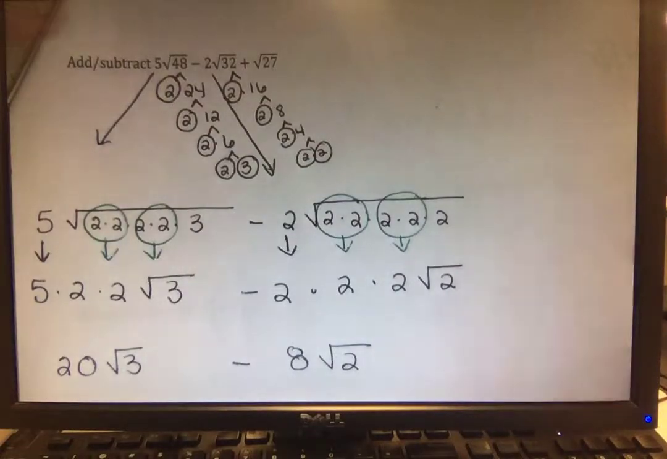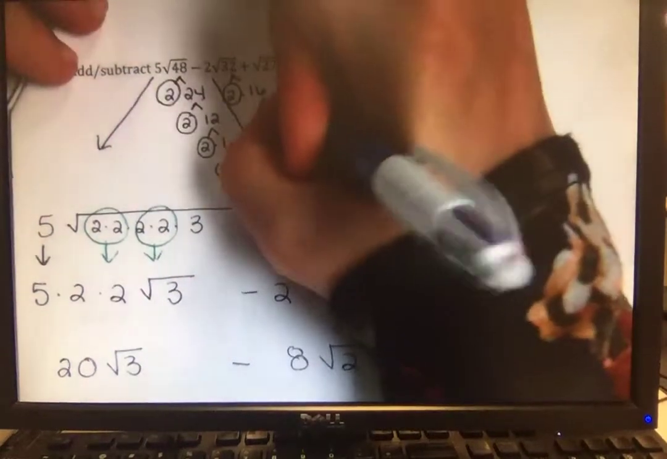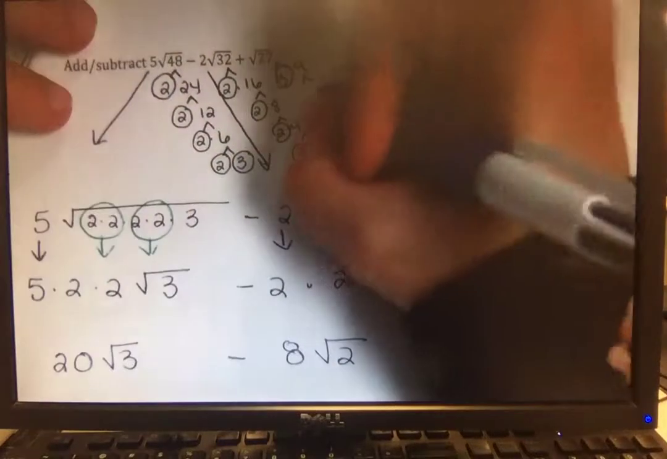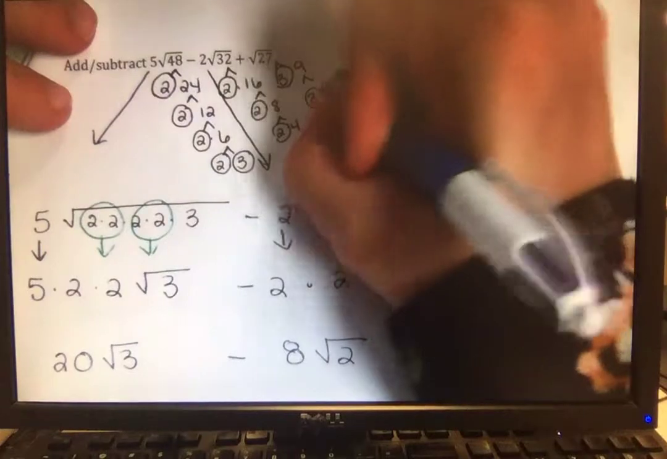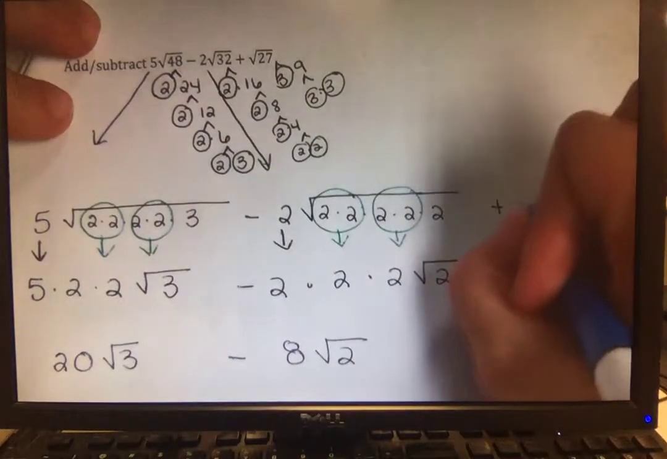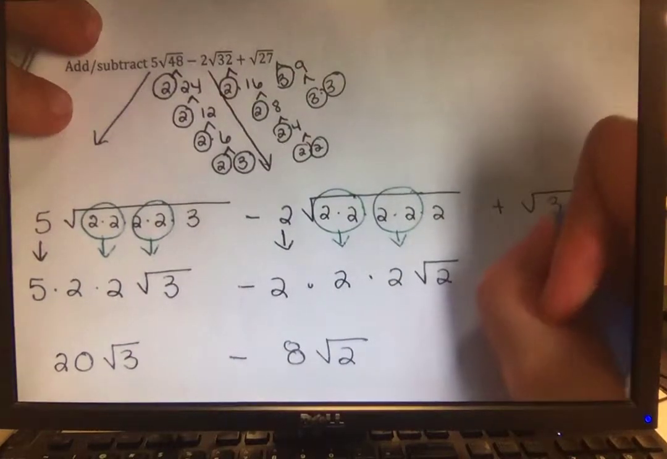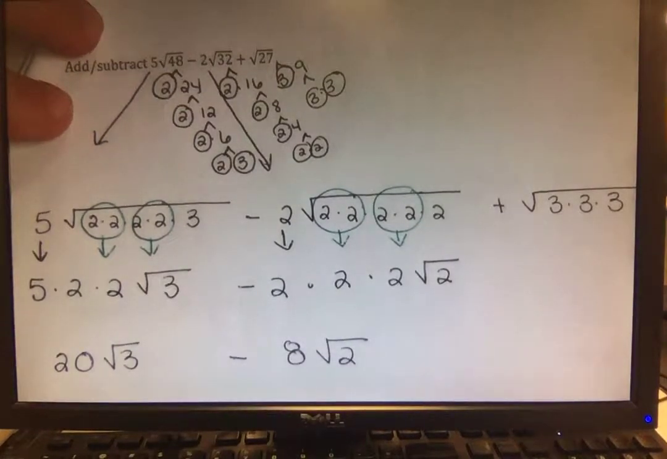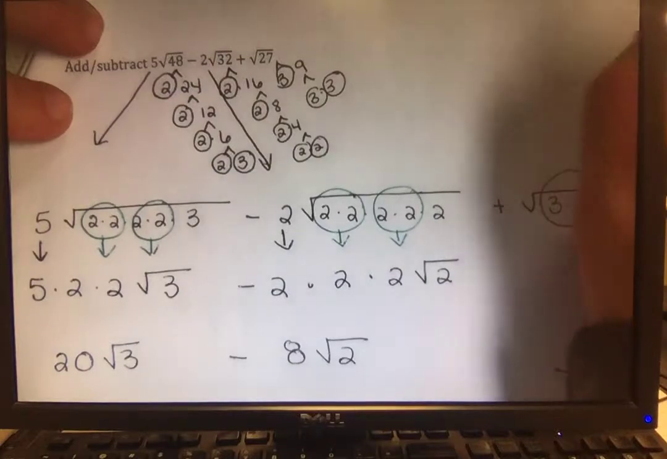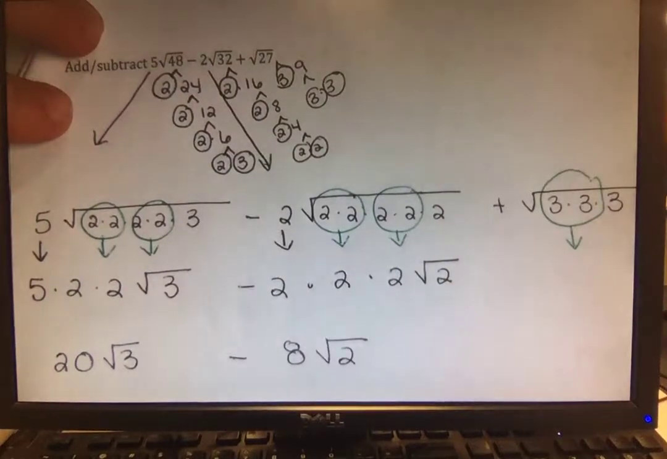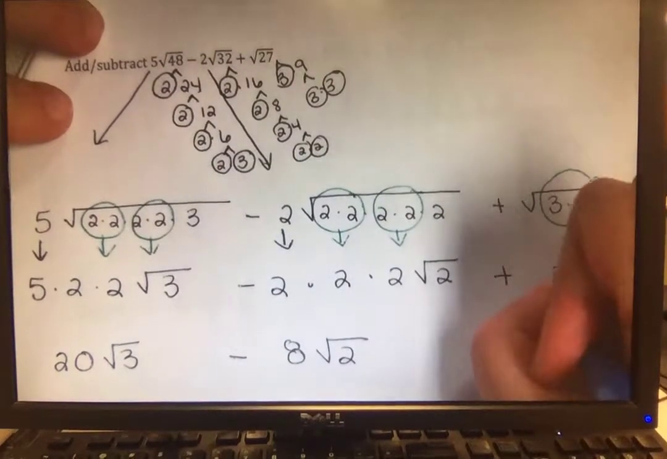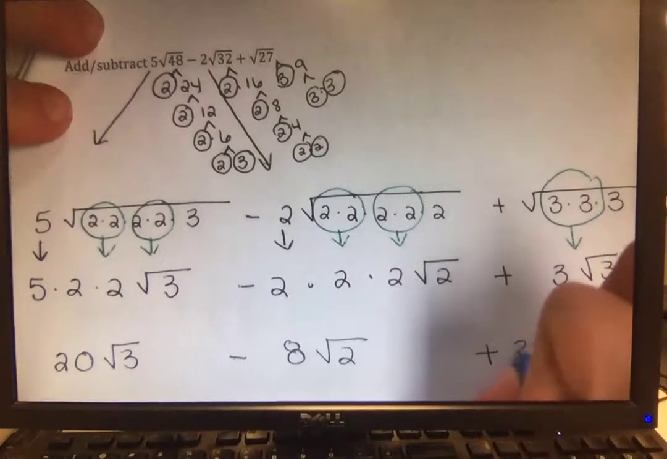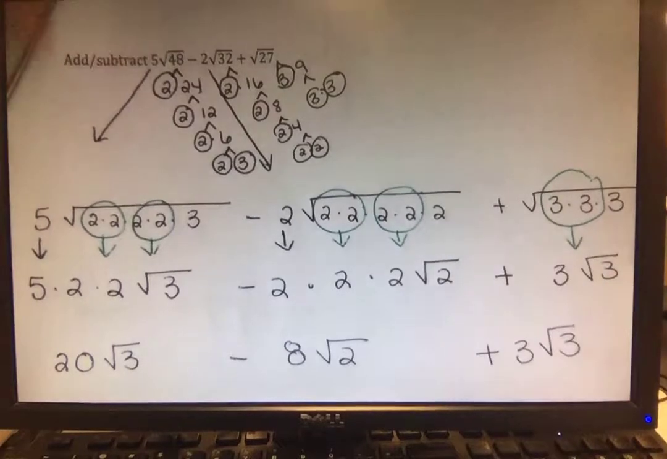Last one, breaking down the square root of 27. We have 3 times 9. 3 is done, so it gets circled. 9 is 3 times 3. So plus the square root, we broke down 27 into 3 times 3 times 3. It is the square root, so we're looking for 2 of a kind. So those 2 3's are coming out front. And that 1 3 is staying underneath the radical. So we have plus 3 square root of 3.